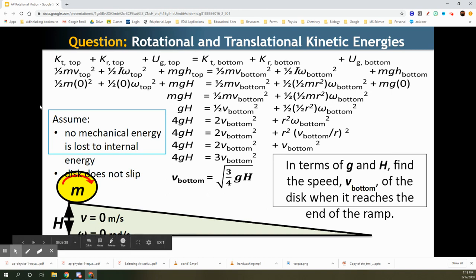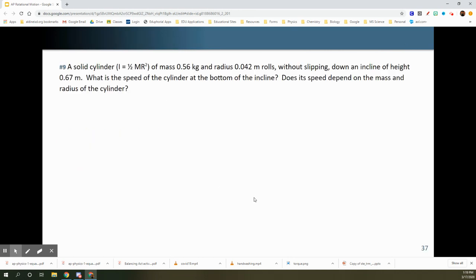So there's no translational kinetic energy at the top. But there will be kinetic, translational, and rotational energy at the top. So we did this really long derivation yesterday, and we found out that if we want to find the translational velocity at the bottom, the formula is just the square root of 3/4 gravity times the height of the ramp. So for number 9, if you haven't solved it yet, basically the formula is velocity equals square root of 3/4 g h, and you would get the correct answer, which was supposed to be like 3 or something.